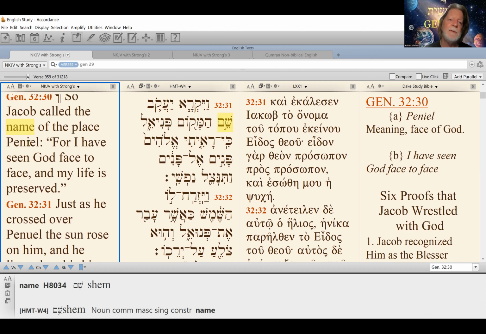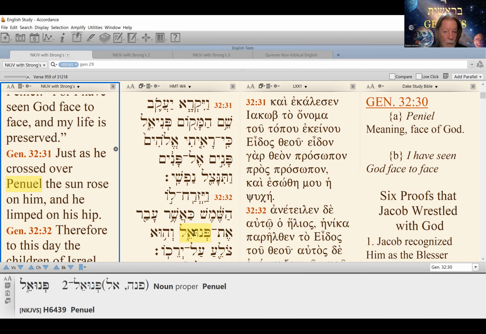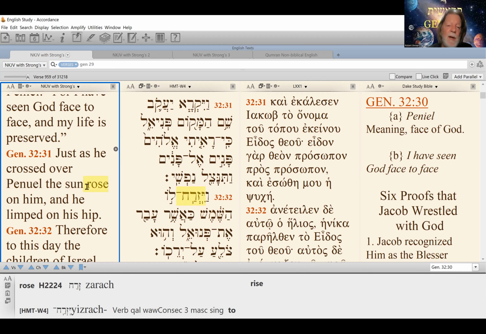So up here it's Peniel. So what is it here? Penuel. So the yod in the middle of the word here is changed to a vav, which is very common. And I think it's just changing the tense. This is either their face, which could be a reference to the three persons of the Trinity, or his face, just one of the persons of the Trinity, and then the L. Okay. So just as he crossed over Penuel, the sun rose on him, and he limped on his hip.